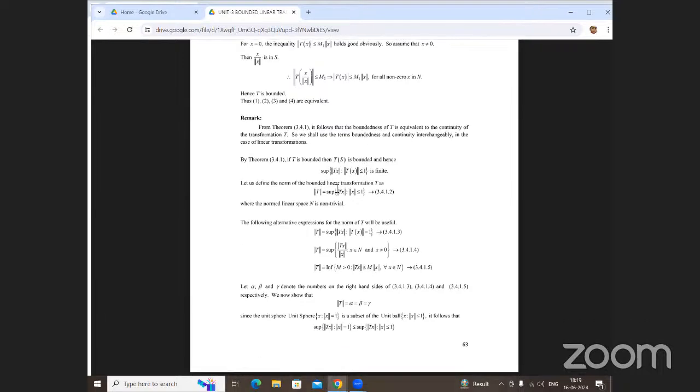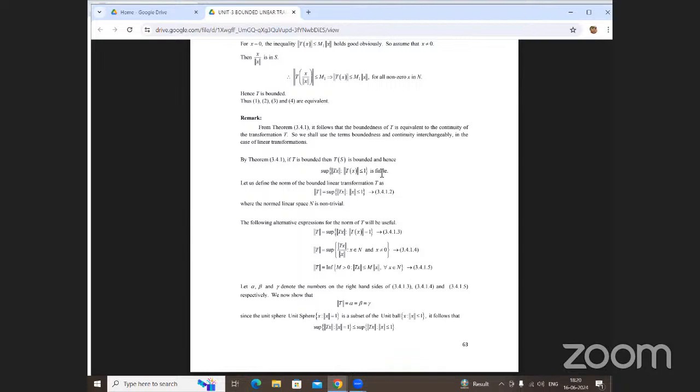See the remark. This theorem follows the boundedness, and then it is equivalent to the continuity of the transformation T. So by the above theorem, T of S is bounded. So simply, norm T of x is less than or equal to 1, because that is the closed unit sphere, x belongs to S, and T of S belongs to N dash. When it is the boundary part, norm T of x cannot exceed 1, so it is less than or equal to 1.